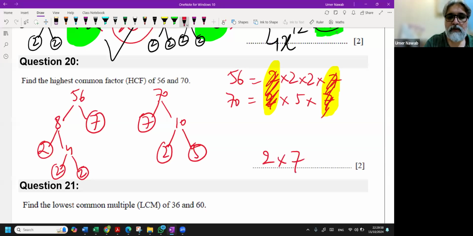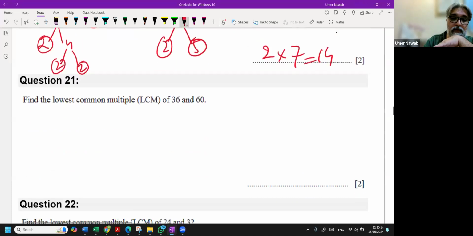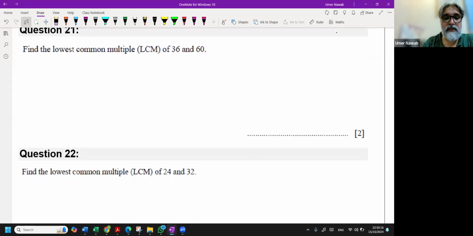7. Since I am finding HCF, just concentrate on 2 times 7, the common pairs. No need to consider the other numbers. If you want to consider the other numbers which are left, then it will become LCM. I'm finding only HCF. So 2 times 7 is 14. 14 is my HCF. Next is 36 and 60.